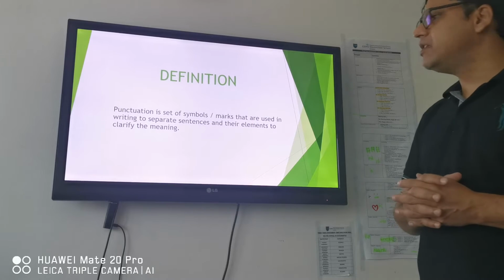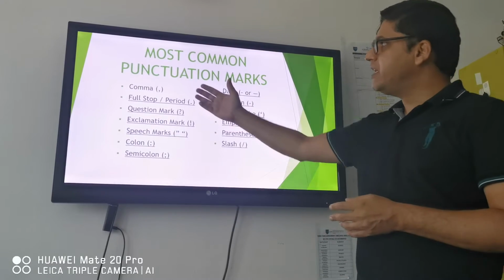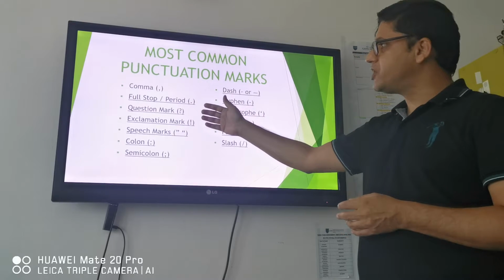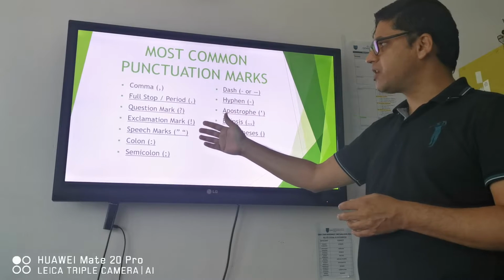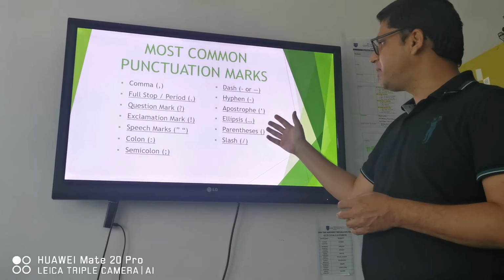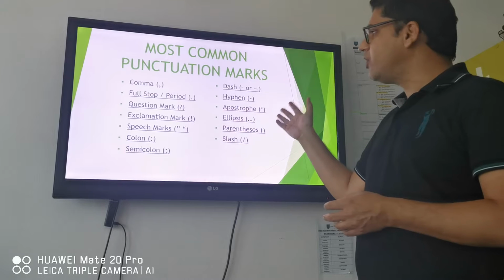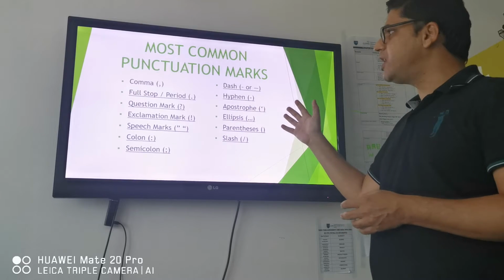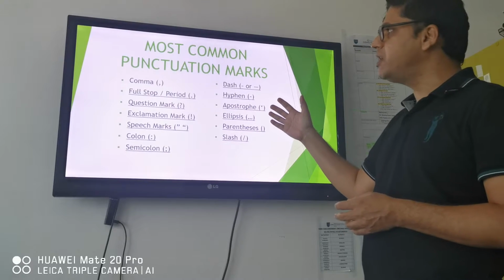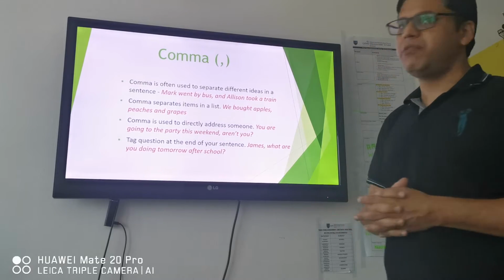So what are some of the most common types of punctuation marks? This is comma, full stop, question mark, exclamation, speech mark, colon, semicolon, dash, hyphen, apostrophe, ellipsis, parenthesis, slash, bracket. Other than these there are also some punctuation marks, but these are some of the most common punctuation marks. Now we are going to look at these punctuation marks one by one.